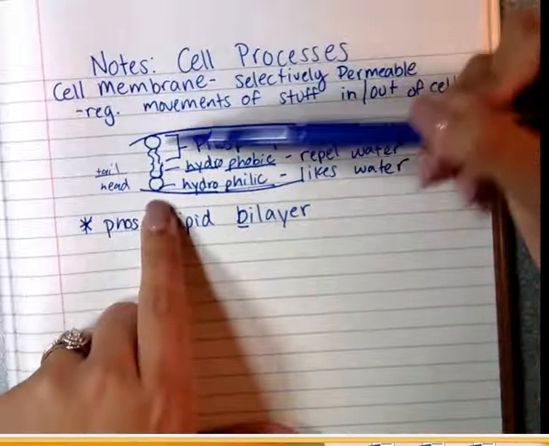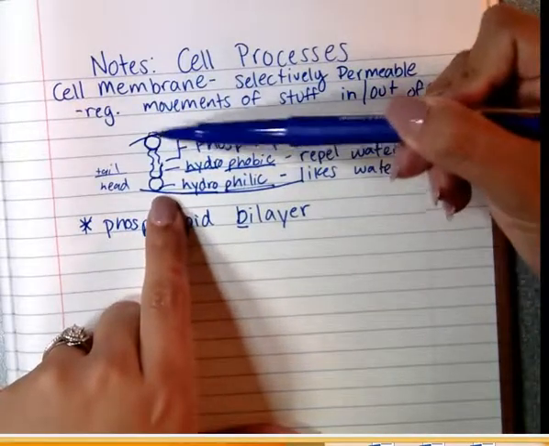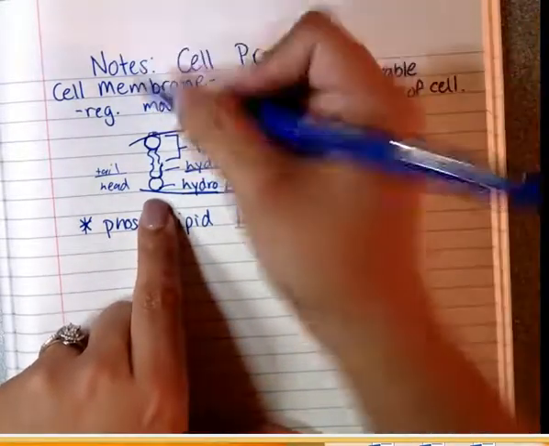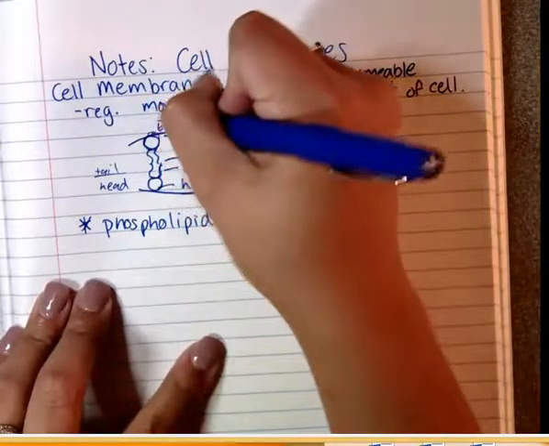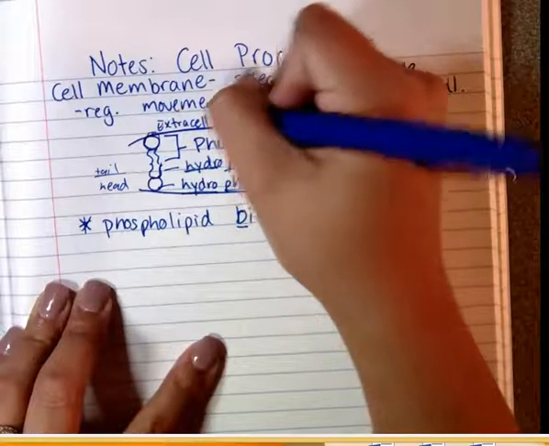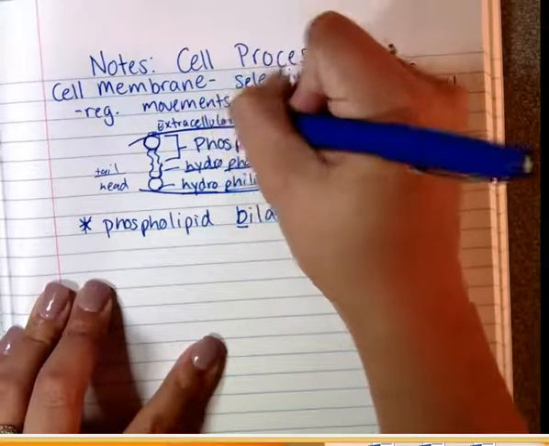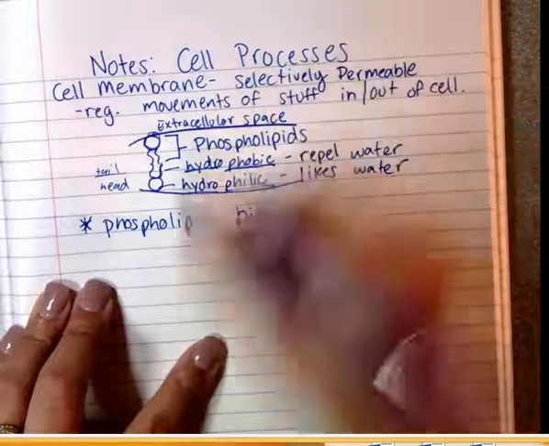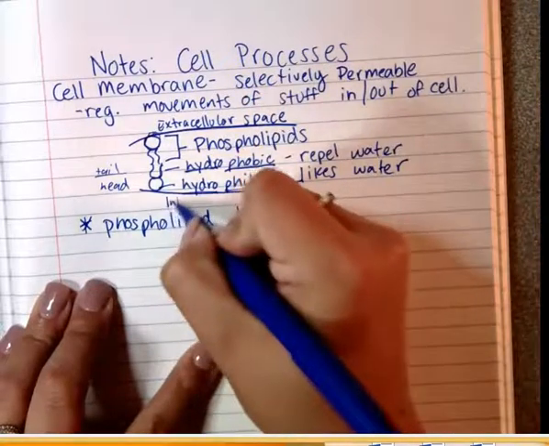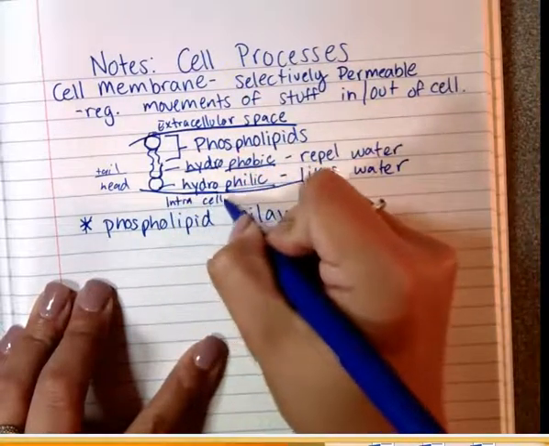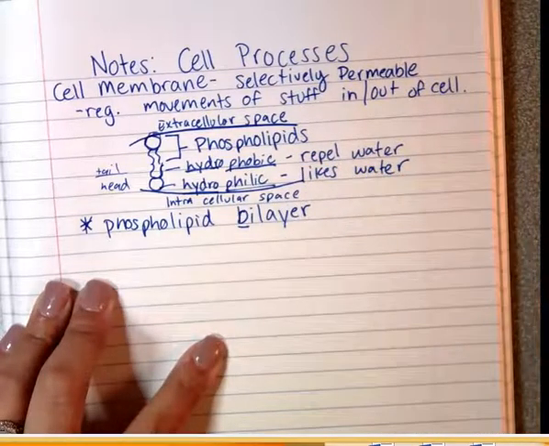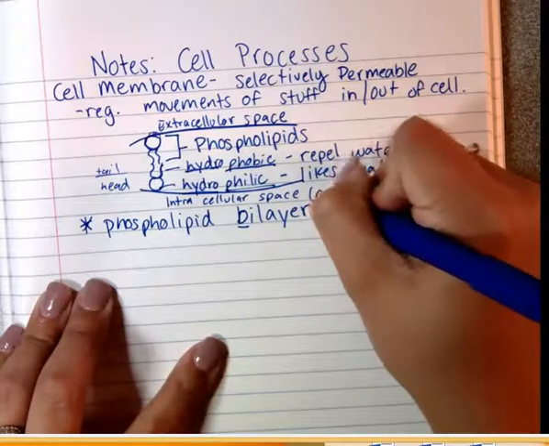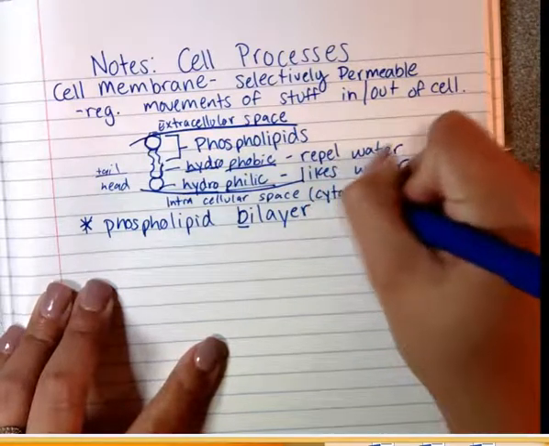If you look, the heads are both towards the outer part of the membrane. So this side would be the extracellular space, so outside of the cell, and in here would be the intracellular space, so inside of the cell, also known as the cytoplasm.